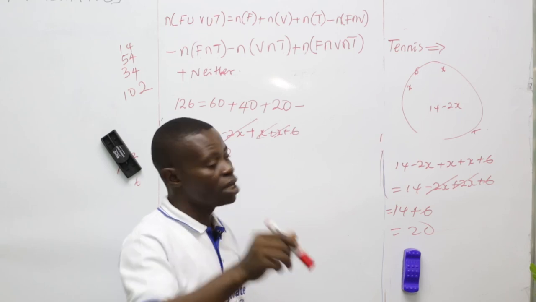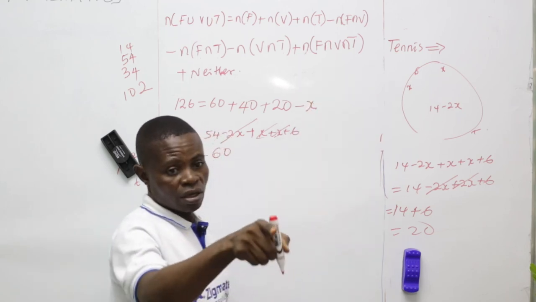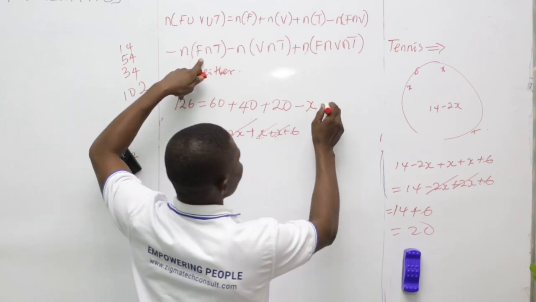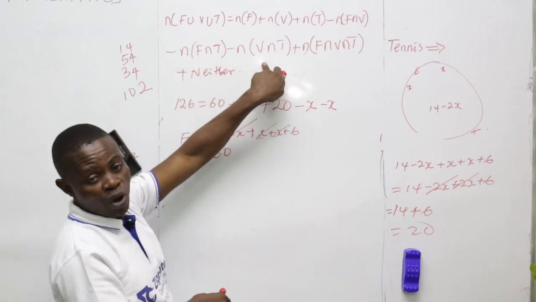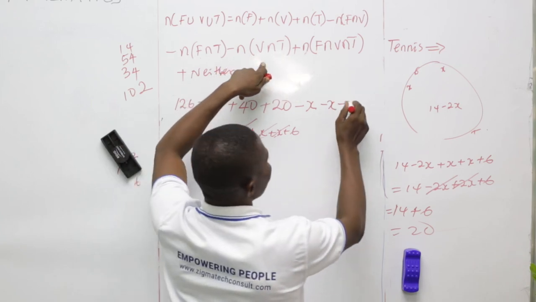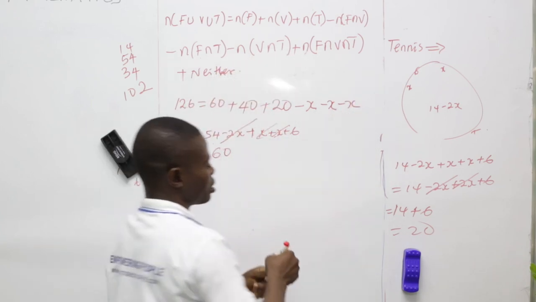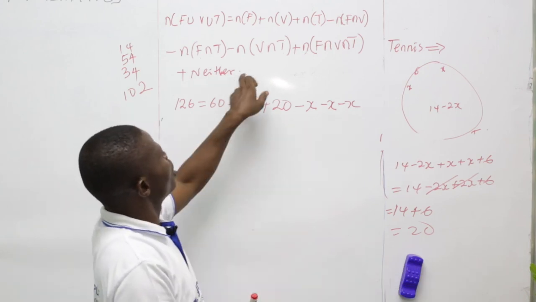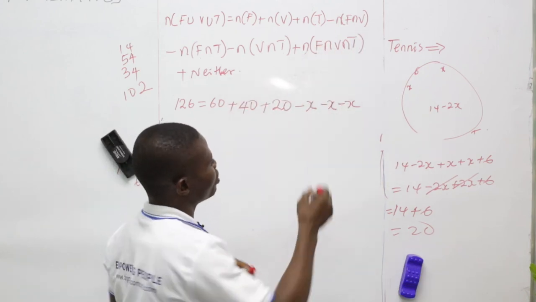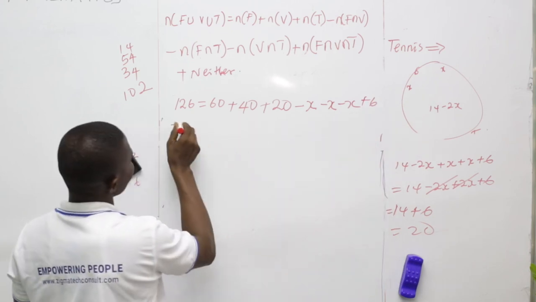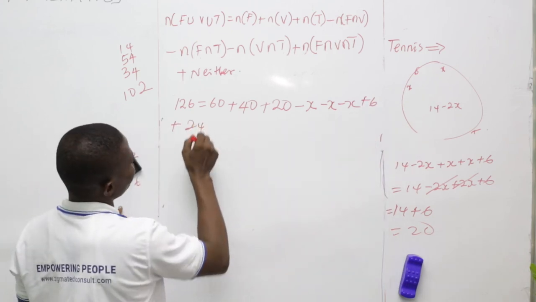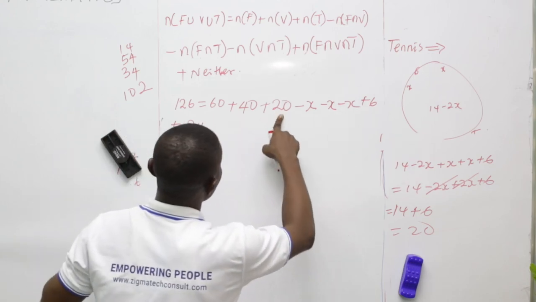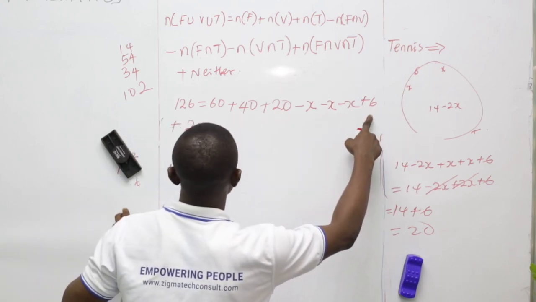volleyball, which is X. Then football intersection tennis ball, X again. Volleyball intersection tennis ball, minus X. Watch the intersection, you can see it's this X. So you are analyzing this one after the other, plus number of all of them. What is all of them? Plus 6. Then plus neither. What is neither? 24.